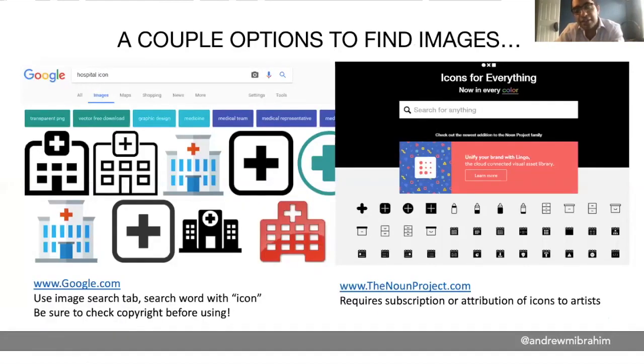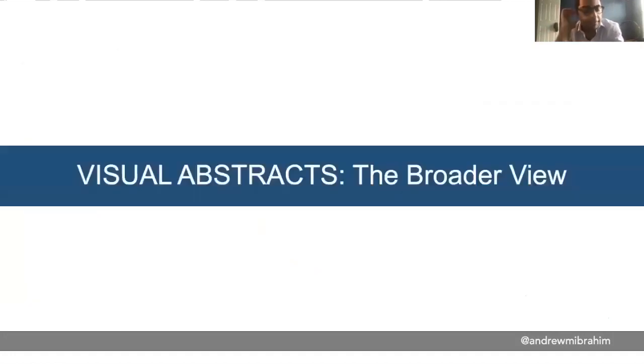So the icons exist in all places. These are 2 of the most common places to find them: Google and something called the Noun Project. There are now more than a dozen or so icon banks on the internet, many of which are free, where you can find icons to help support your visual abstract. So that was a quick 101 of where it came from and how to create it.